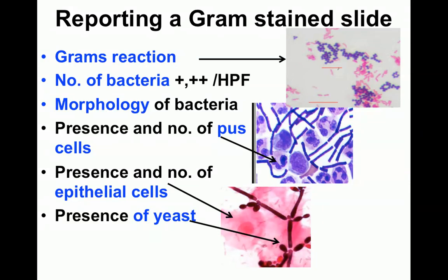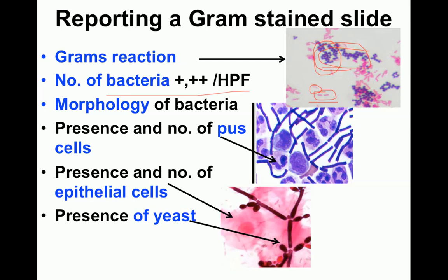So this is a slide where you see both gram positive and gram negative bacteria, and a large number of these organisms are seen, so you can give them as 1 plus, 2 plus or 3 plus per high power field. Then you look at the morphology of bacteria, you see whether they are cocci or bacilli or coccobacillary forms. Like here they are diplobacilli, two bacilli sitting together. Here they are again diplobacilli, and here you see clusters of gram-positive cocci. So you have to tell us about the morphology of bacteria.